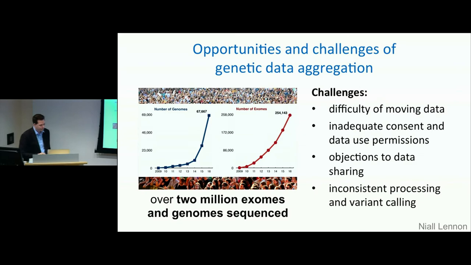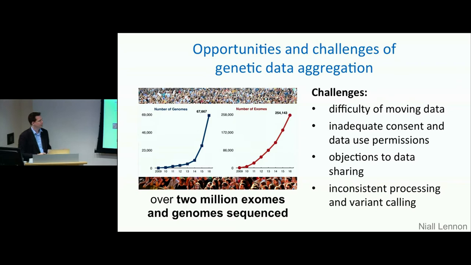So ideally, we'd want to be able to merge all of these 2 million exomes and genomes together into one big reference database that we could look up variation across. That proves to be very hard for many different reasons. There's one mundane obstacle, which is that it's difficult to move large amounts of data from one place to another, although that's becoming easier as the Broad and other places move to cloud-based storage of large-scale genomic data sets.